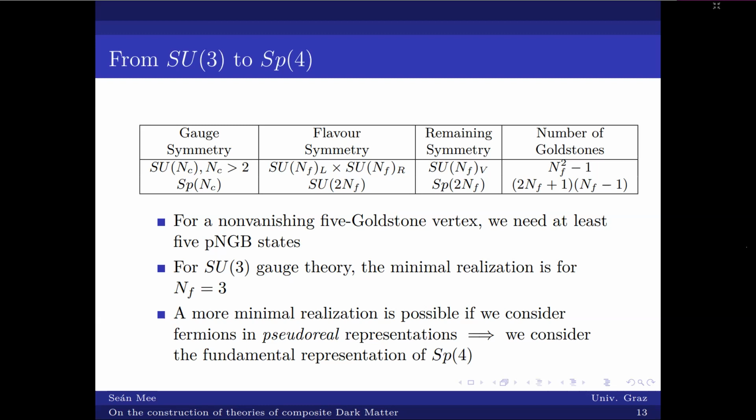So as I say here, the non-vanishing 5 Goldstone vertex that I wrote down, so this 3-to-2 process, for this to exist, you need at least 5 distinct Goldstone bosons, right? So if SU3 is our gauge theory, then the most minimal realization we can have is for 3 flavors, right? It's just a consequence of looking at this. What you might notice is that a more minimal realization is possible if we consider fermions in pseudo-real representations, right? So for SP(N_c), for N_F equals 2, we already have 5 Goldstones, right? So already this 5 Goldstone vertex is possible for a smaller number of flavors.